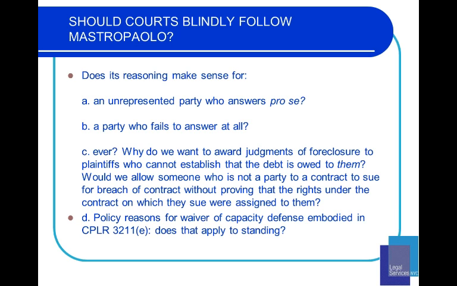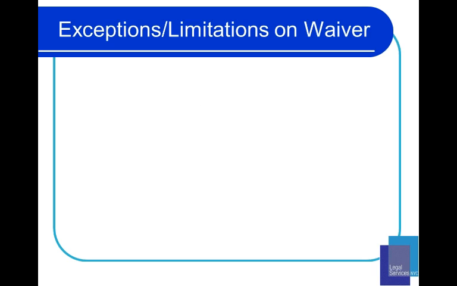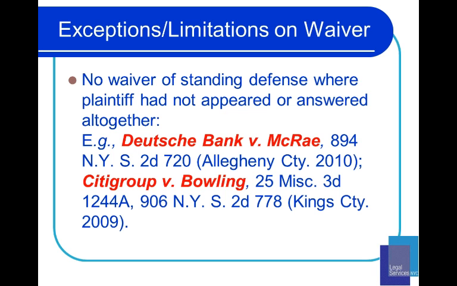And I point out that there are different policy reasons for why a capacity defense is appropriately waived, which perhaps doesn't apply to standing. Because capacity, A, has no constitutional dimension. It doesn't go to whether there's a justiciable controversy, and it often relates to ministerial failures that can easily be corrected. In other words, an out-of-state entity that has failed to file its paperwork with the Secretary of State can nunc pro tunc go back and fix that defect. So it's a very different thing than the party who's suing doesn't actually own the rights that he's suing on.